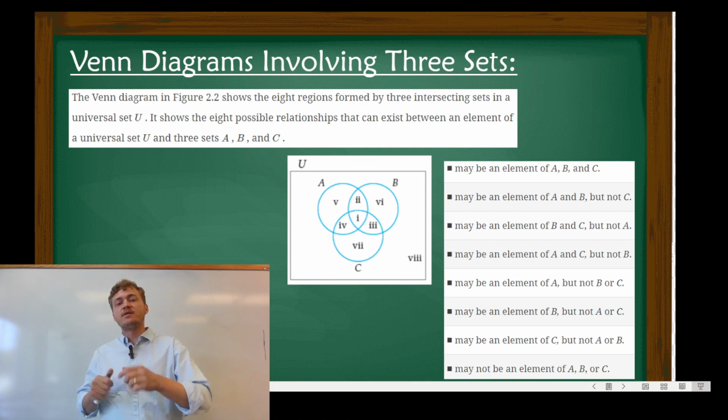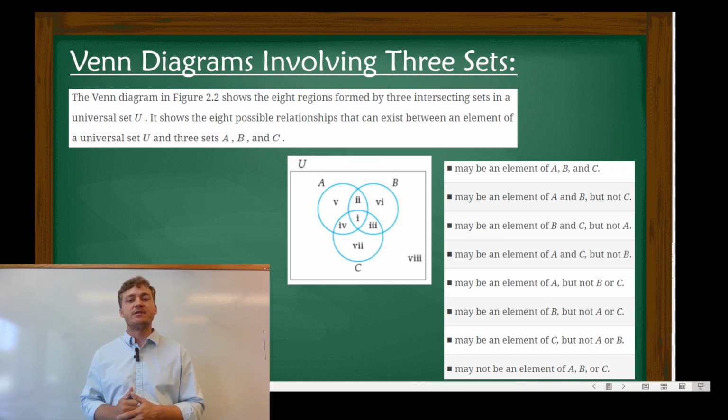Now, clockwise, to B, we have region 6, may be an element of B, but not A or C. Region 7 at the bottom, may be an element of C, but not A or B. Lastly, region 8 is that region that is outside of our 3 circles. It may not be an element of either A, B, or C. It's the complement of A, B, C.